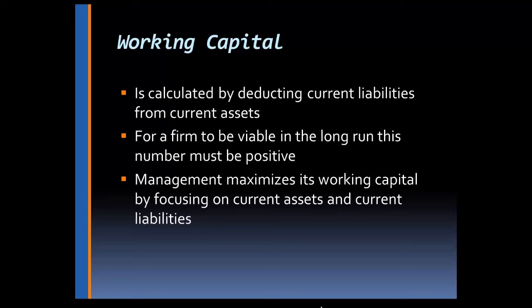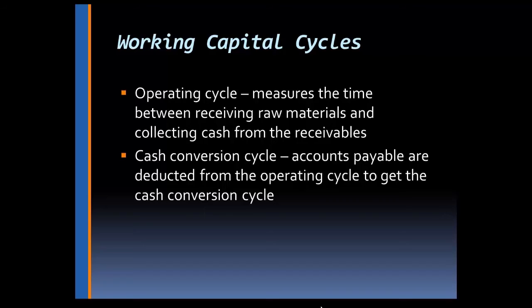Management can maximize the working capital by focusing on and managing its current assets and current liabilities. They will do that by looking at the various ratios we've already discussed, and some I'm going to present here in a couple of minutes, but it's important that the company have positive working capital. Again, management will probably look at the financial statements of competitors in the same industry to see how they stack up with their working capital in comparison to their competitors. Let's talk about working capital cycles. We have two of them, the operating cycle and the cash conversion cycle.